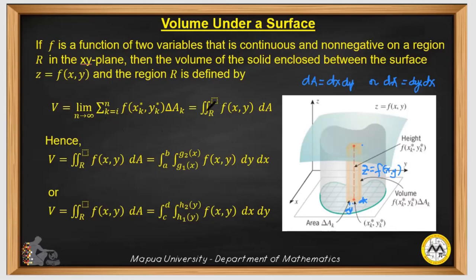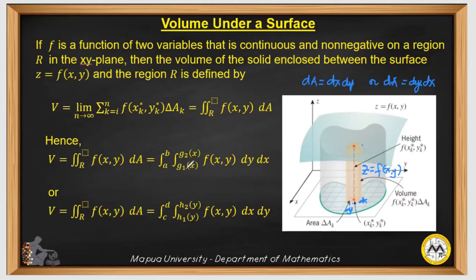Now, the region R will give us the limits of integration, the inner limits of integration and outer limits of integration. If it is vertically simple, meaning the differential of A is dy dx, then the volume, which is equal to the double integral of f of x, y times the differential of A over the region R, is the double integral of f of x, y dy dx. Take note that y is the inner variable of integration, and the inner limits of integration are g1 and g2, which are independent of y.